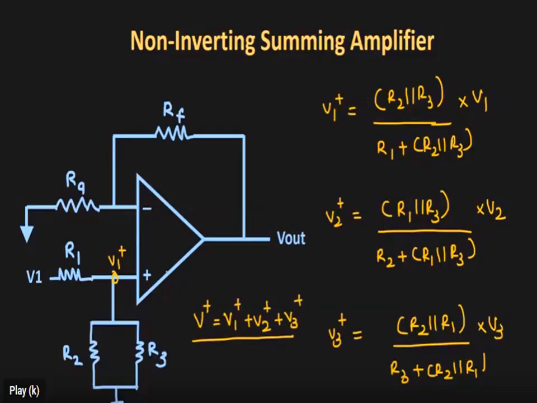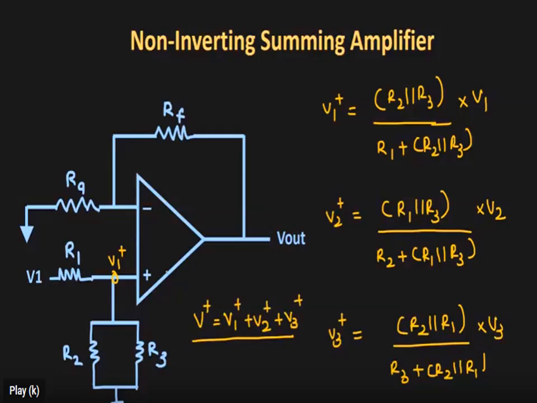For the same non-inverting summing amplifier, I am now considering three voltage sources connected to the non-inverting terminal of an op-amp, V1, V2 and V3. While considering V1, I assume only the voltage source V1 is given and the remaining are grounded. If I ground them, the resistors will act in parallel. So finally I will get this circuit.